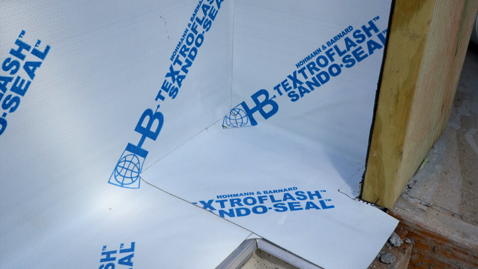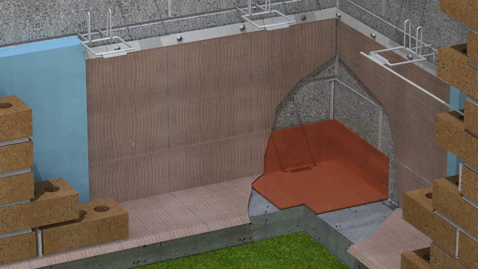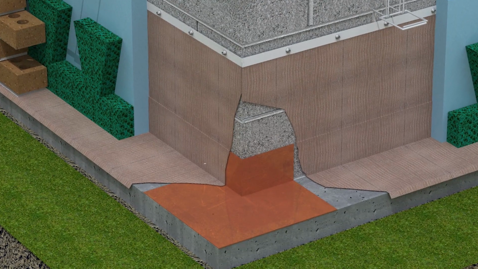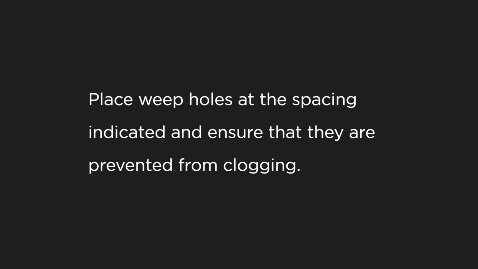Continuity at corners and returns is achieved by cutting and folding straight sections of flashing or using a preformed flashing corner. Preformed corners should be placed under the flashing and sealed with the manufacturer's recommended sealant. Discontinuous flashing at jambs, control or expansion joints, and at any place the masonry meets a dissimilar material such as curtain walls, should terminate with an end dam in an end joint, rising at least 4 inches.